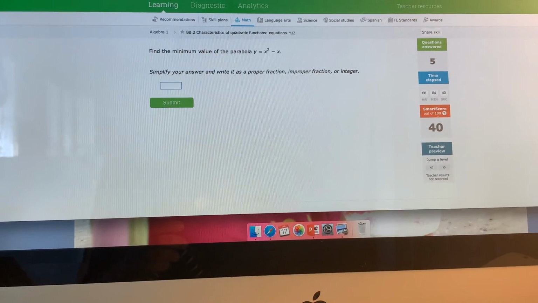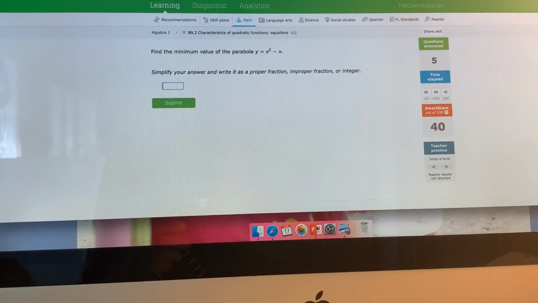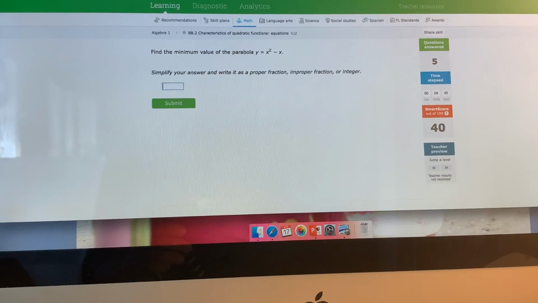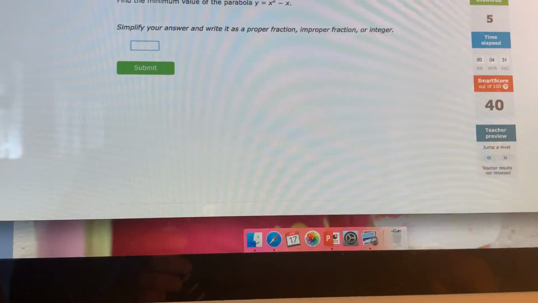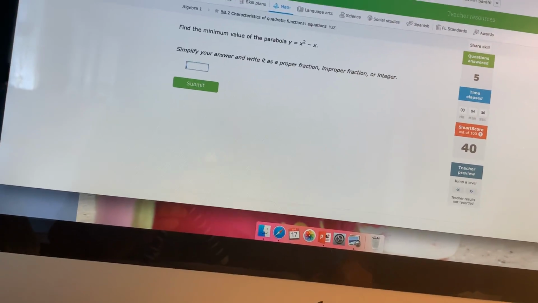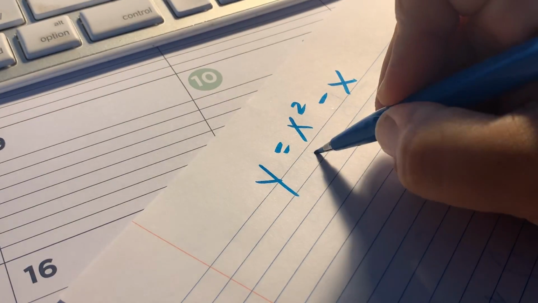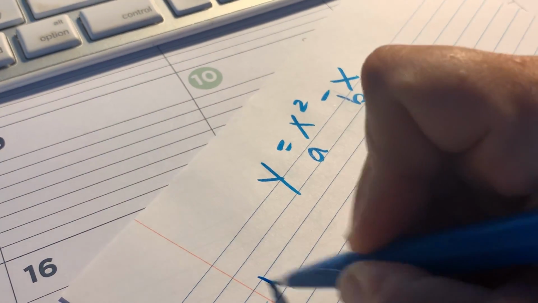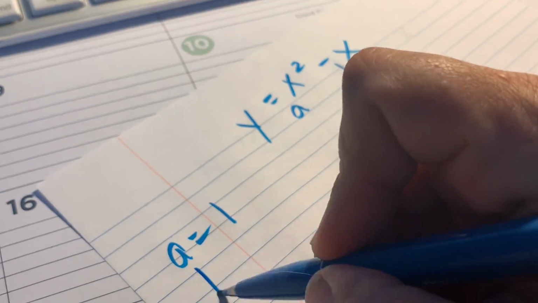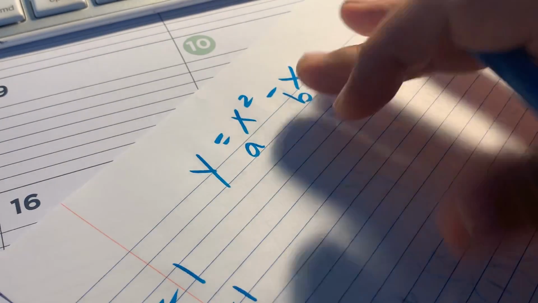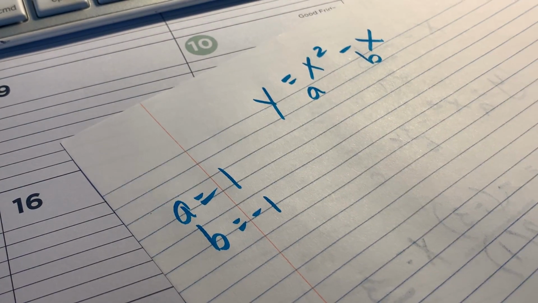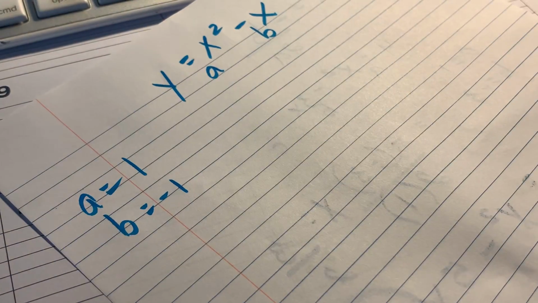All right, the minimum is another word for vertex. So for the vertex, you do the axis of symmetry first, and then you plug that in. So I'll write my equation down, and then I'll show you what I'm doing. So a and b: a is +1, b is -1. So first, you must do axis of symmetry first, even though they're not asking it for us. We have to find that in order to find the minimum.